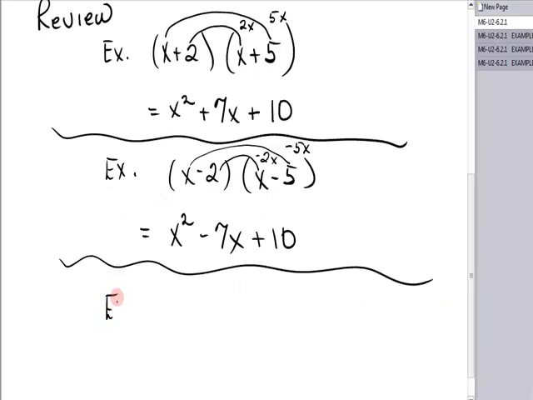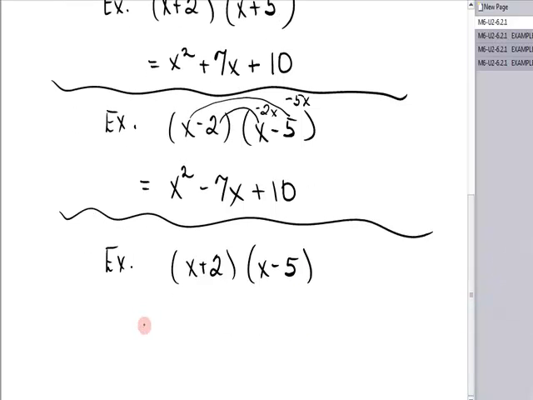In my next example, what if I multiplied x plus 2 times x minus 5, where the signs were different in the factors? The product of the first would still be x squared. The outer product would be negative 5x. The inner product would be positive 2x, and because one was negative and one was positive, I subtract and keep the sign of the bigger one for minus 3x. The product of the last, a positive times a negative, gives me negative 10. So when the two signs are different, I end up with taking the difference of the outers and inners and keeping the sign of the big one.